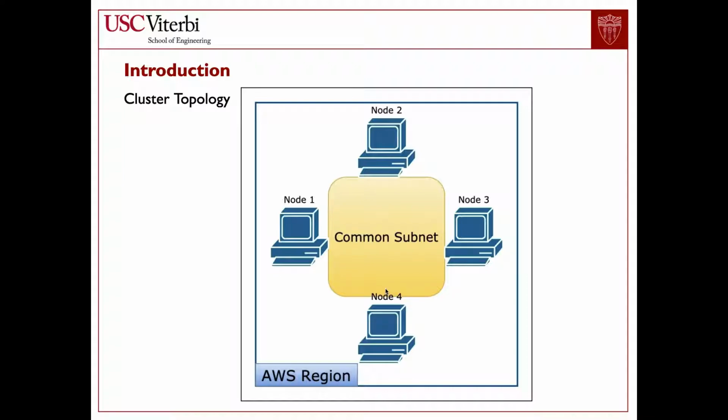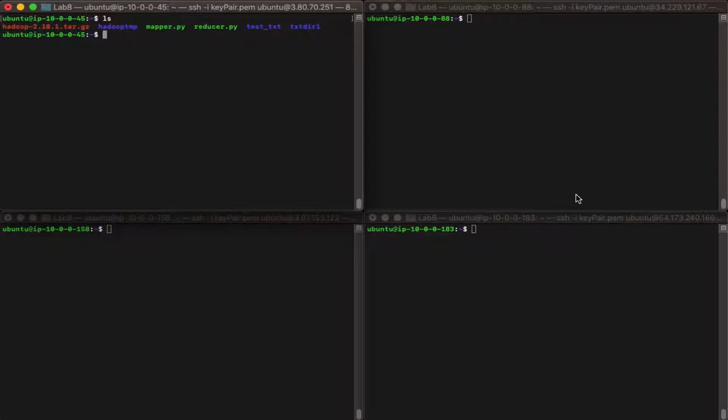So for our Hadoop versus MPI comparison experiment, we created 4 nodes that belong in a common subnet, and we created this in our AWS region. We needed two CPU cores and at least 4 to 8 GB of shared memory. So this is the cluster topology that was used. We are using the 4 node cluster, and this is my name node, and the rest 3 are my data nodes.